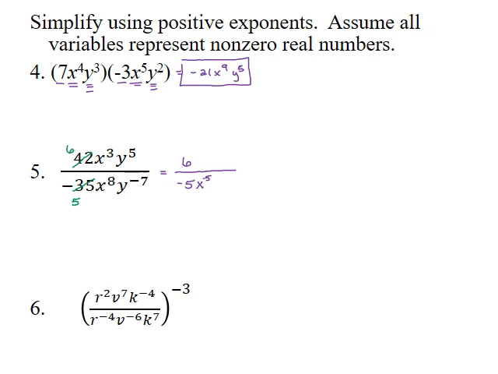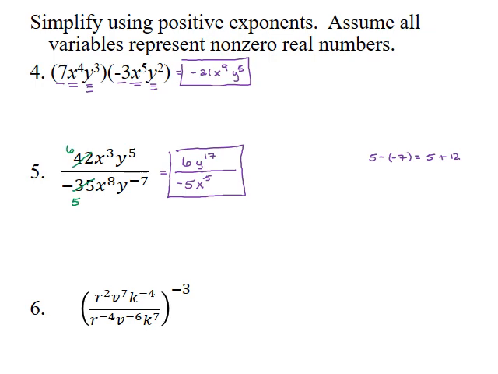As far as the y's go, be careful because 5 is bigger than negative 7. So I put my y on top and I subtract. If you need to write this out, your biggest number, which is 5, minus your smallest number, which is negative 7, does become addition, and 5 plus 7 is 12. So your final answer is 6y to the 12th over negative 5x to the 5th. Sorry for that little stray mark.